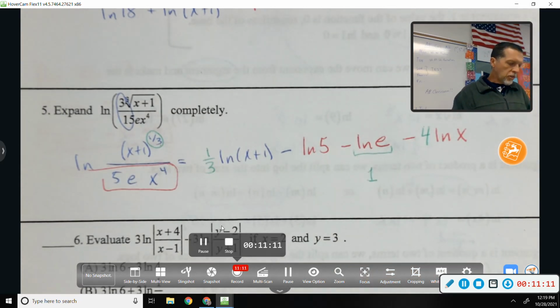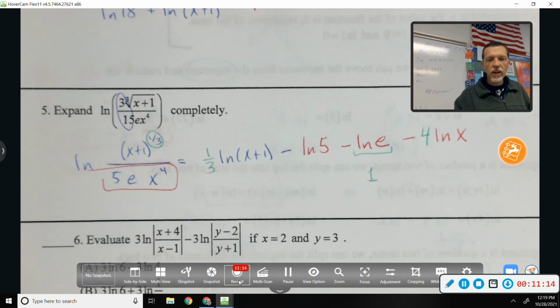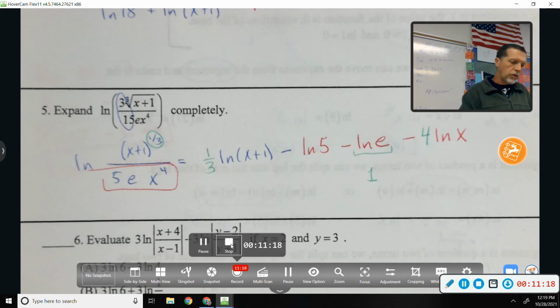All right, number 6 is just plugging stuff in. Number 7 is just a challenge for you to try. But all of that's good enough for you to get the next worksheet.